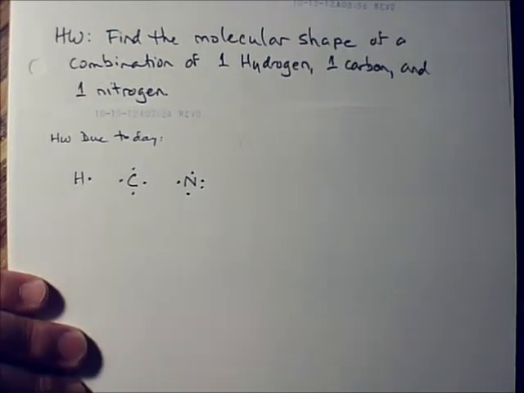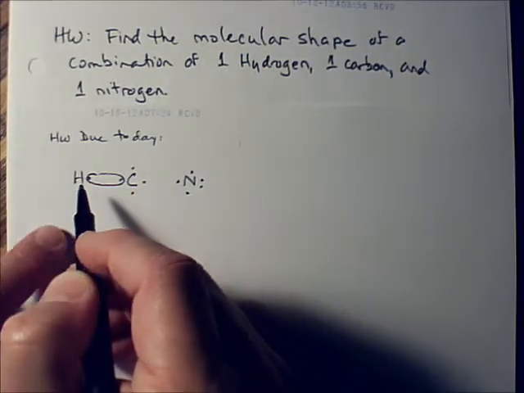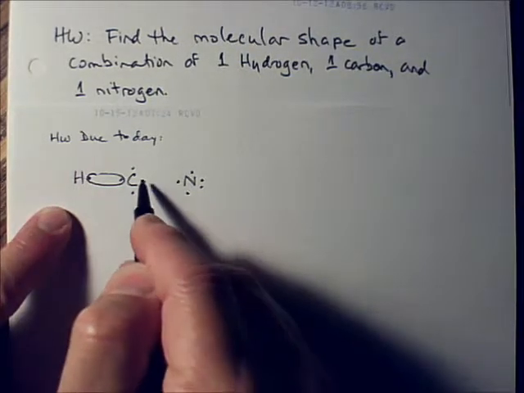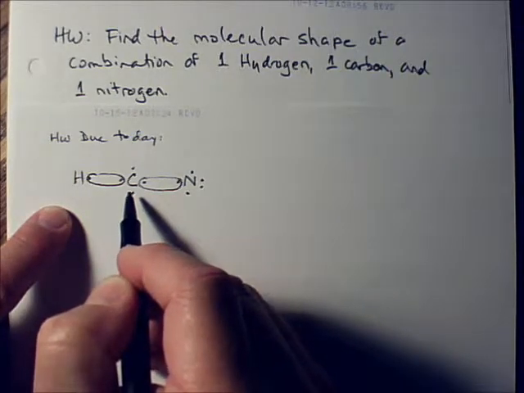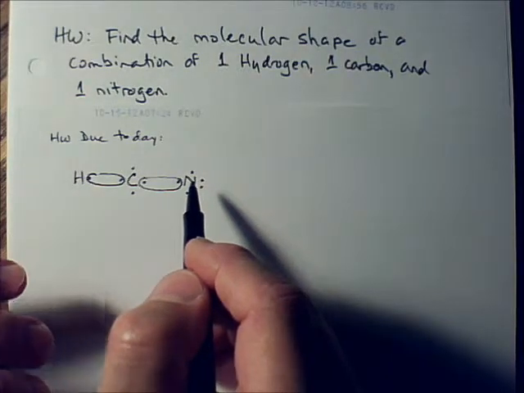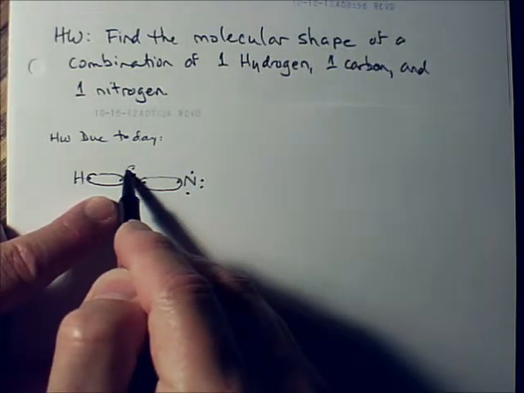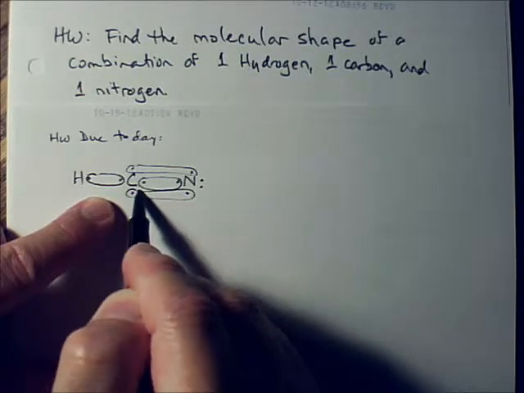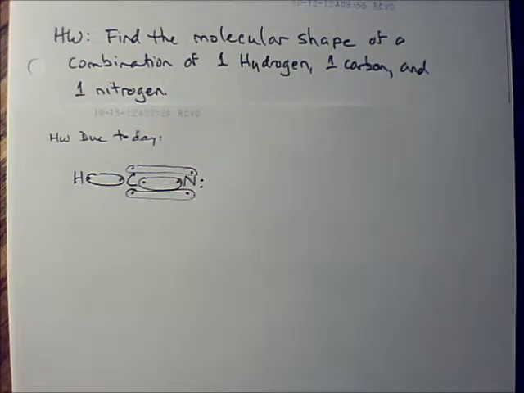Okay. All right, so I can share these 2 electrons, and that gives hydrogen the 2 electrons it needs to be as stable as it can be. I can share these 2 electrons, but that only gives carbon 6 electrons, and it only gives nitrogen 6 electrons. So I need to share more electrons to get carbon up to 8 and nitrogen up to 8. So we can share these 2 and these 2. All right? And that is called a triple bond.